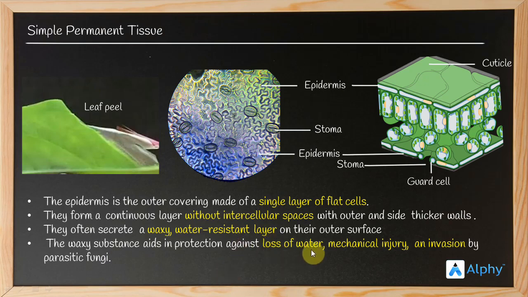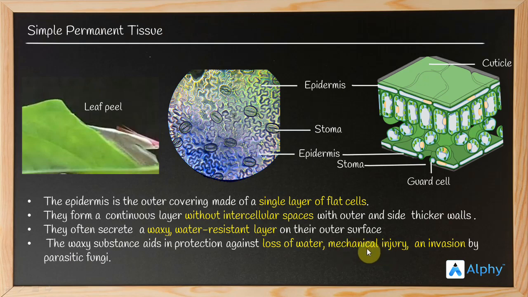Loss of water. How do they prevent the loss of water? Because they are water repellent, right? So they won't allow water to go out. So they are waxy enough and they are against the parasitic fungi, right? Okay, it will also prevent mechanical injury, right?